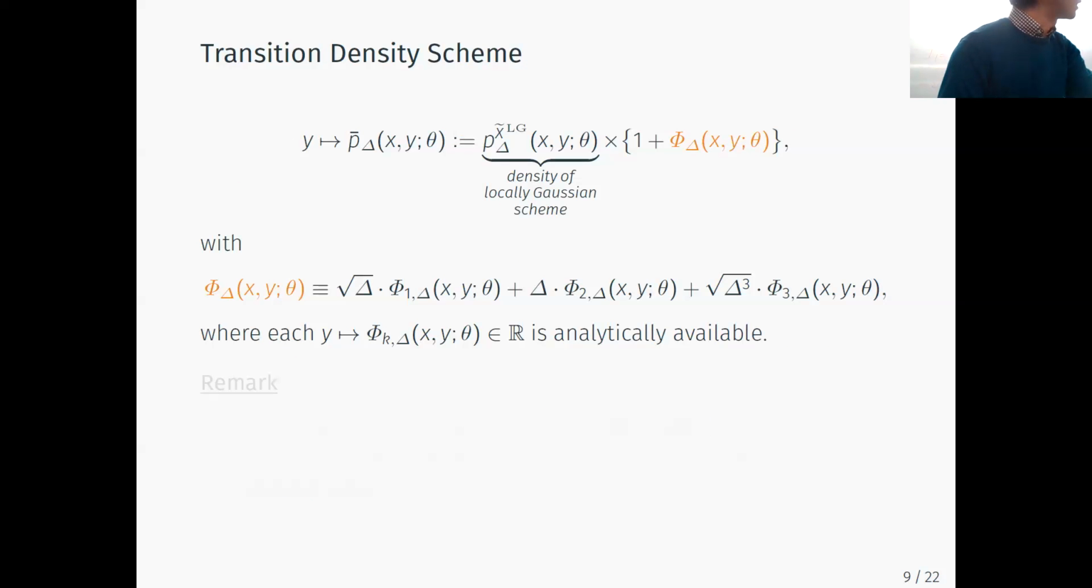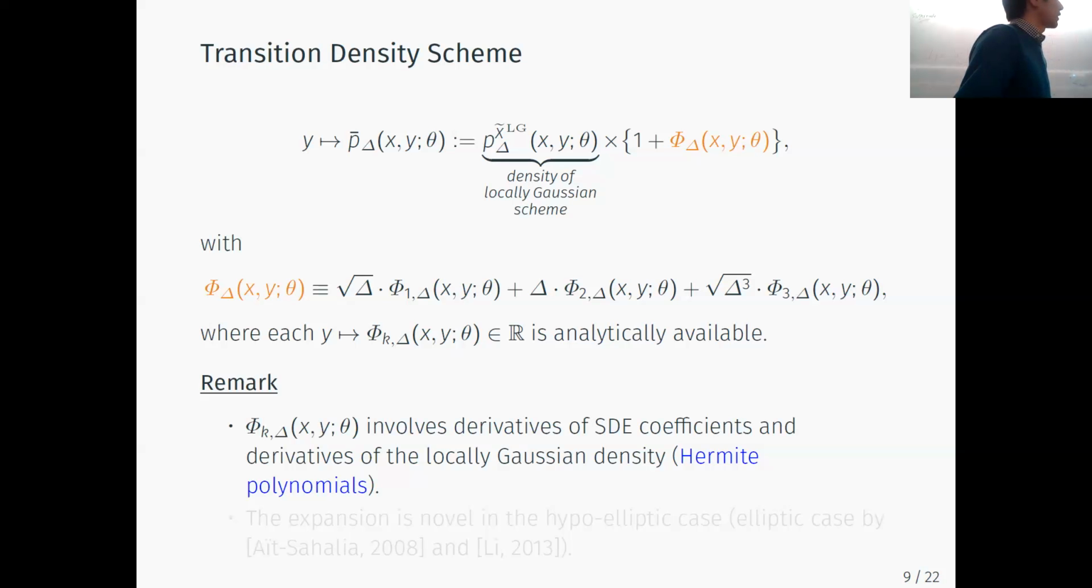And then we obtain the transition density scheme in the form of the right-hand side, which is given by the density of the locally Gaussian scheme times 1 plus some additional information. This phi is given like this: phi 1, phi 2, phi 3 with some time scale in front of those. And each phi function is analytically available. And this phi k involves the derivatives of the SDE coefficients and also the derivatives of the locally Gaussian scheme, which is determined as an elevated polynomial. So yes, these quantities can be exactly computable.